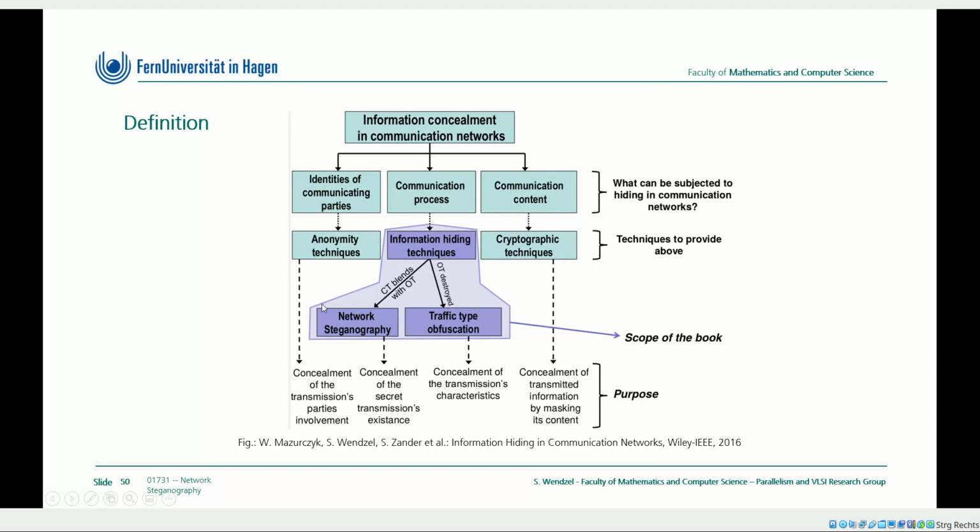That would be traffic type obfuscation, and there's a strong overlap with network steganography, but this class is on network steganography, where we do not modify the characteristics of traffic in the sense that we want to conceal the characteristics of the transmission, but we want to conceal the secret transmission's existence. And this is what network steganography does. So the covert text, the CT, blends with the overt text, OT.